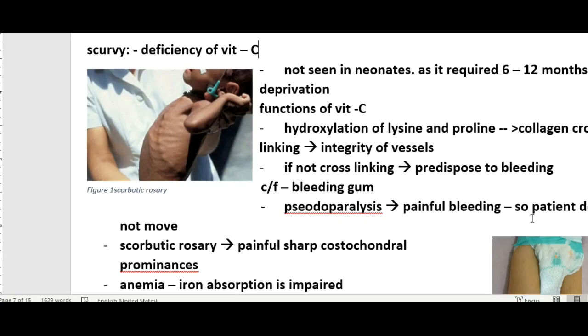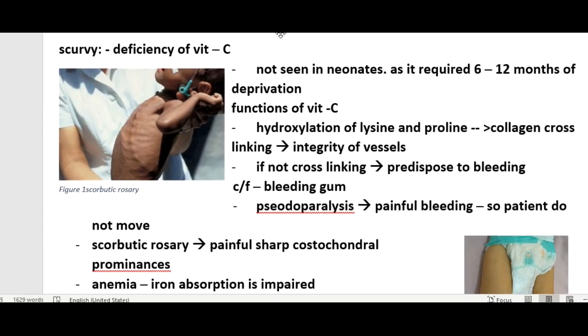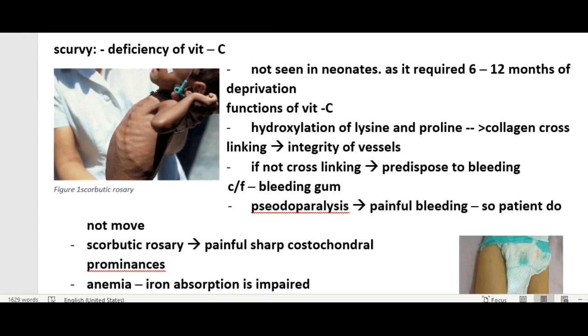So this is the disease scurvy. Scurvy is not generally seen in neonates, as around 6 to 12 months of deprivation is required. Whenever there is deficiency of vitamin C, which is required for collagen synthesis, that leads to a defect in cross-linking of collagen, thus predisposing to bleeding. So because of that there are bleeding gums.